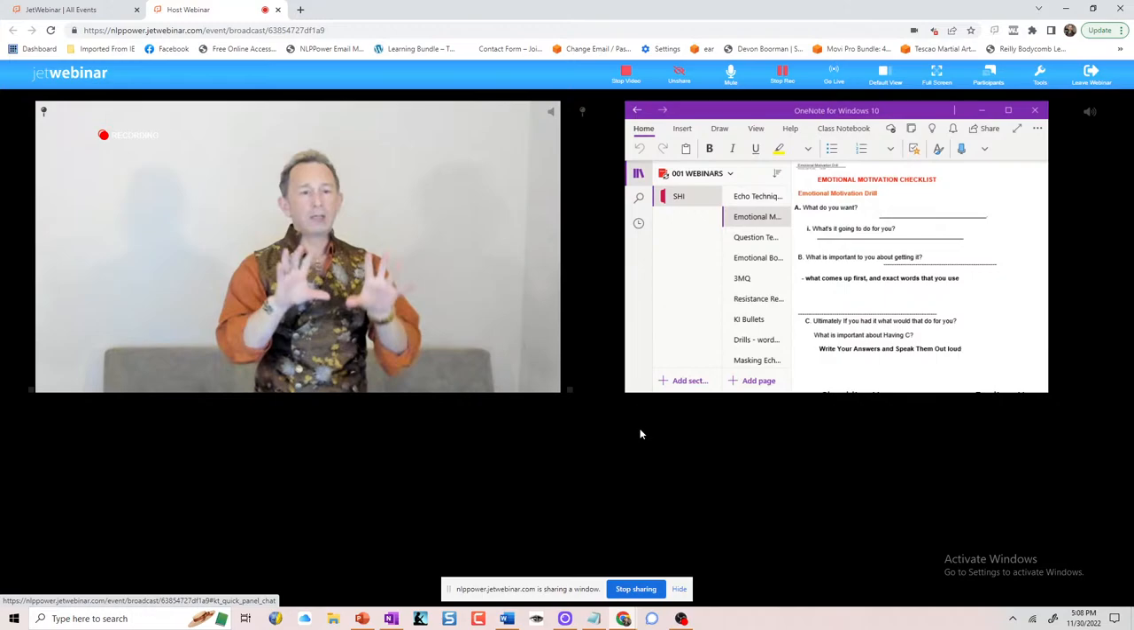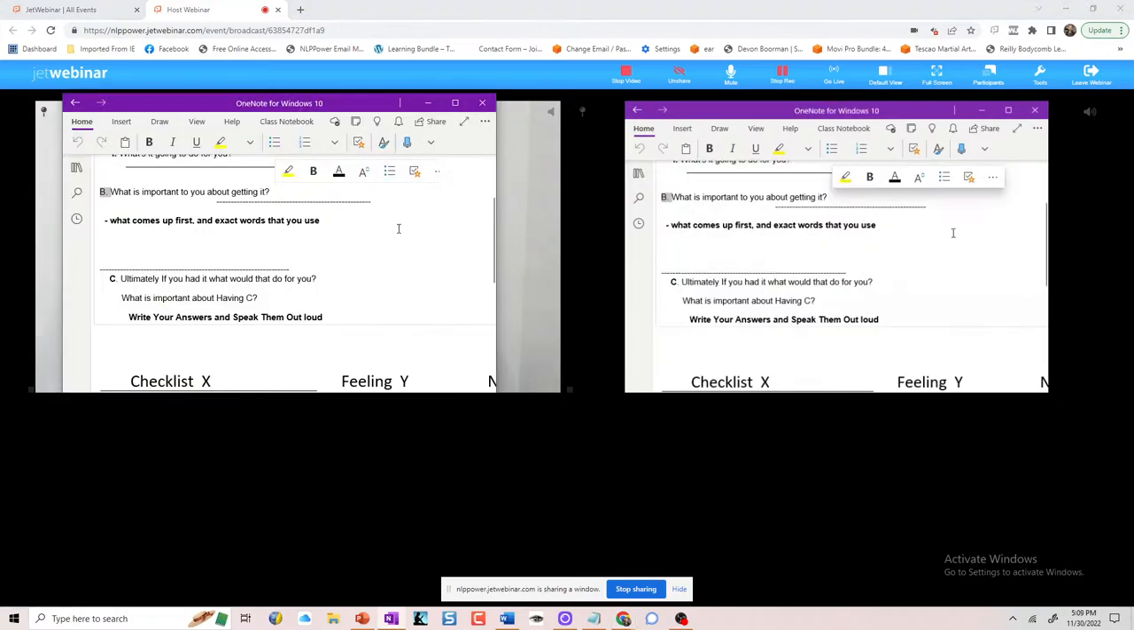Okay. What's it going to do for you? Now, you notice that under this section it says, what do you want? What's it going to do for you? Right below that is the question, what's important to you about getting it? In other words, when you get the ability to do this thing, what's important about it? Whatever comes up, write down your first impression.